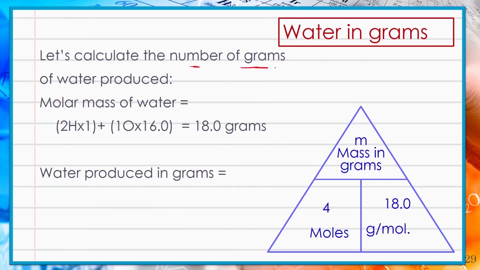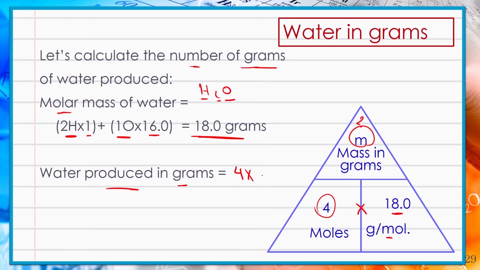Now let's calculate also the number of grams of water produced in this equation. The molar mass of water is equal to 2 hydrogen atoms times 1 plus 1 oxygen atom times 16, equal to 18 grams per mole, which is the molar mass of water. The number of grams of water is equal to the number of moles of water, which is 4, multiplied by the molar mass of water, which is 18, equal to 72 grams.